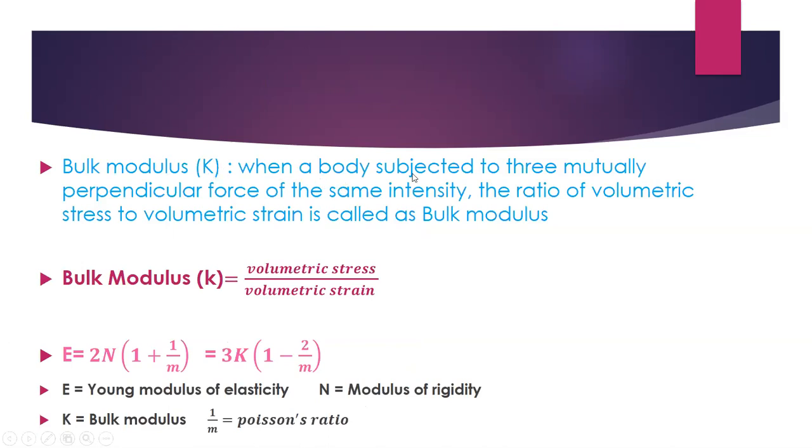Okay. When a body is subjected to 3 mutually perpendicular forces of the same intensity, the ratio of the volumetric stress to volumetric strain is called the bulk modulus. So it is also a relation of stress by strain, but for volume. Volume means when you are considering a 3-dimensional object, so we are applying 3 mutually perpendicular forces of the same intensity on a body. The ratio of volumetric stress divided by volumetric strain is known as the bulk modulus.